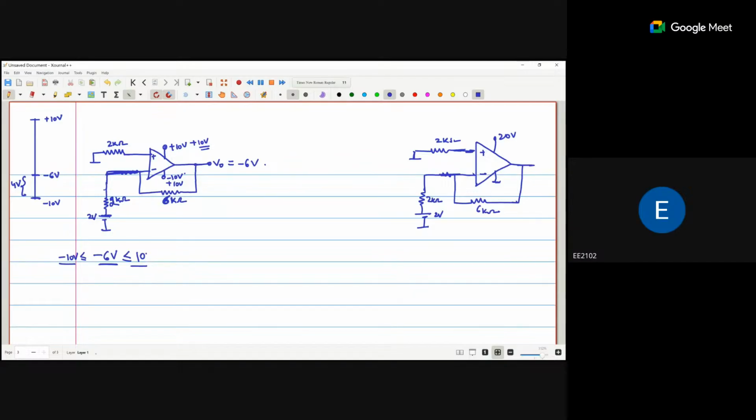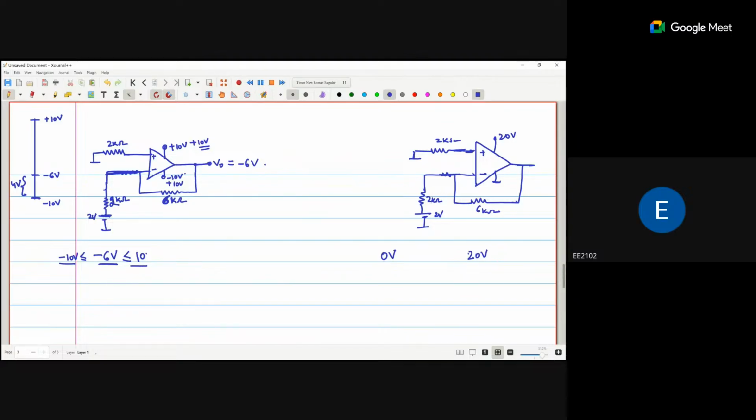Now what we have to do is shift my output voltage also. Why? Because now the output voltage is minus 6 volt, that will not be in the range, because we changed our range to 0 to 20 volts. The lowest range is 0 volt, the highest range is 20 volts. My output voltage will lie between 0 and 20 volts.